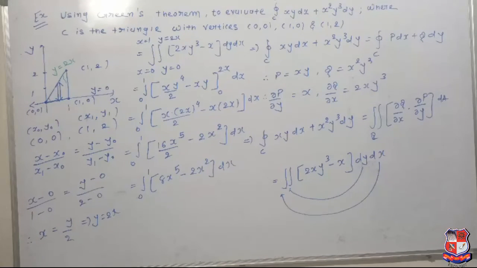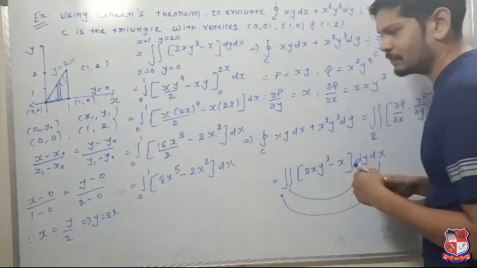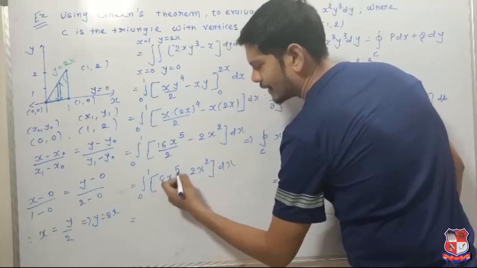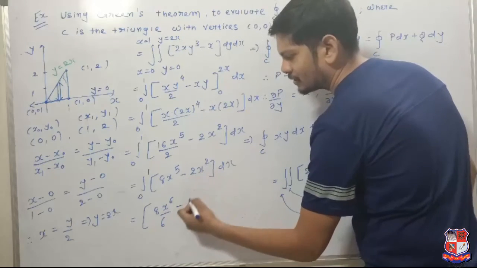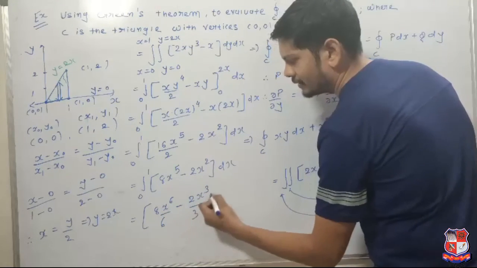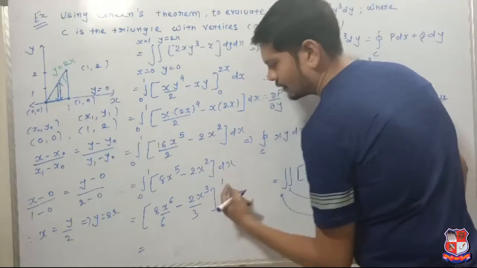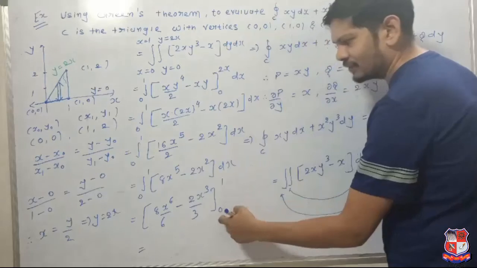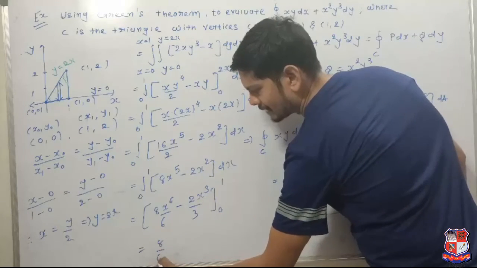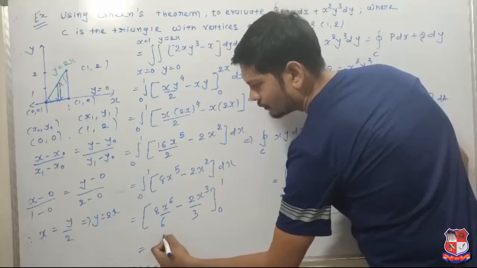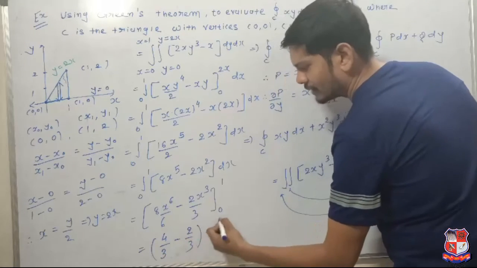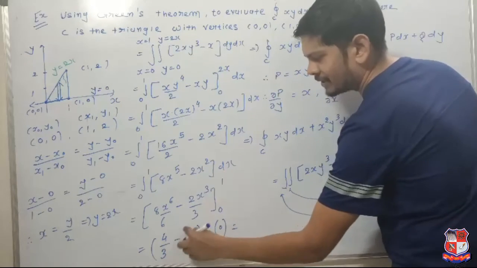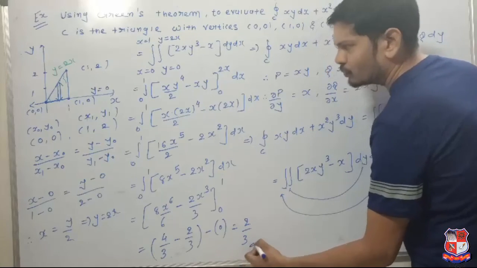Now integration. So what is the integration with respect to x? The integration of x raised to 5 is what? 8x raised to 6 by 6 minus the integration of x square is what? x cube by 3. What is the range? 0 to 1. Now replace x with 1 and then x with 0. So 8 by 6, and 8 by 6 means what? 4 by 3 minus 2 by 3, and when we replace x with 0 it will be 0. So 4 by 3 minus 2 by 3. So the answer is 2 by 3.